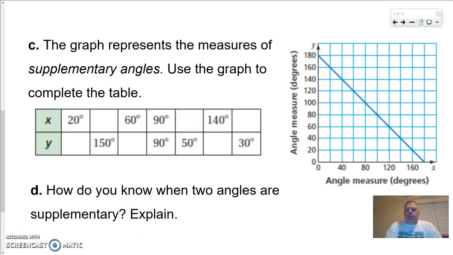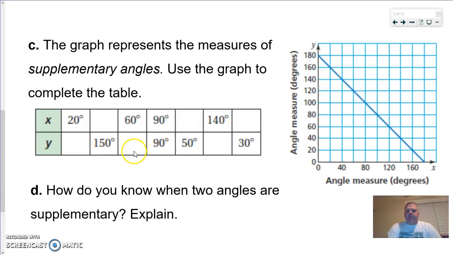Hopefully you were able to come up with, if x is 20, which would be about right here, we would have 160 for that first one. If it is 150, we're probably going to be between 20 and 40, which is going to give us 30. If it is 60 on the bottom, we will have y being 120. 90 and 90, which will give us right there. And when we have 50 on the y, which is right there, we will have 130. 140, which gives us there, gives us 40. And then 30 will also give us 150.